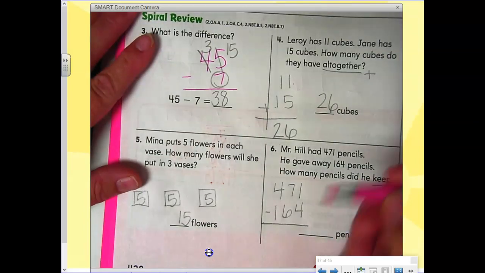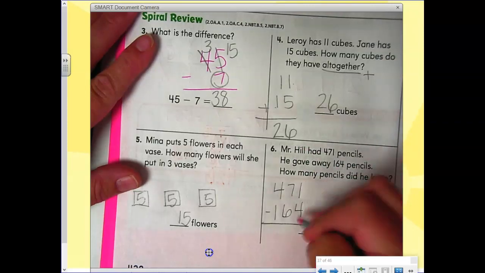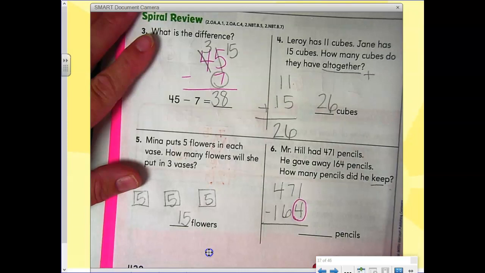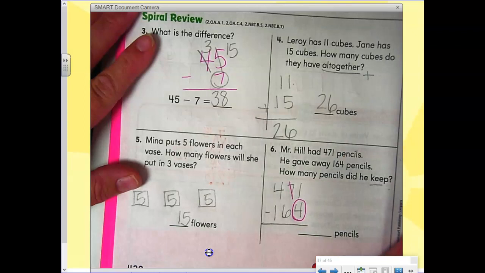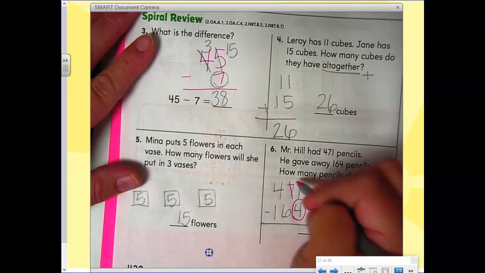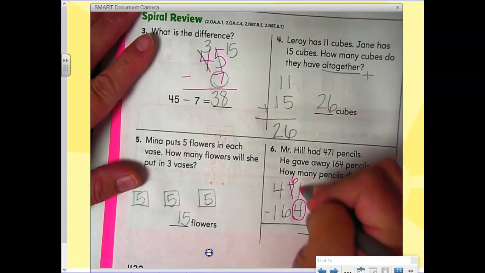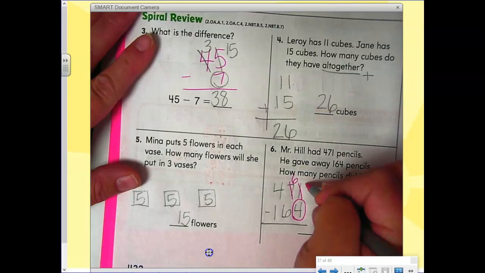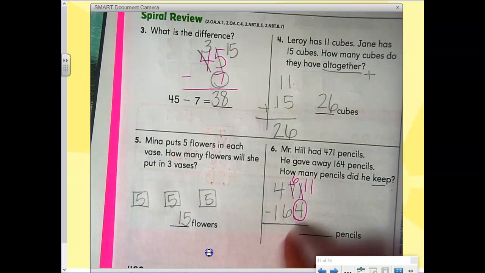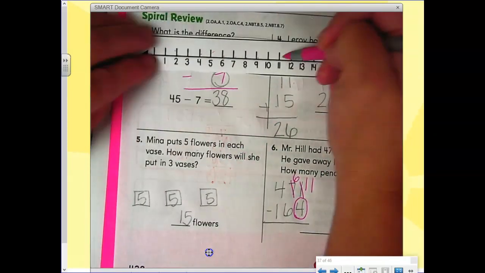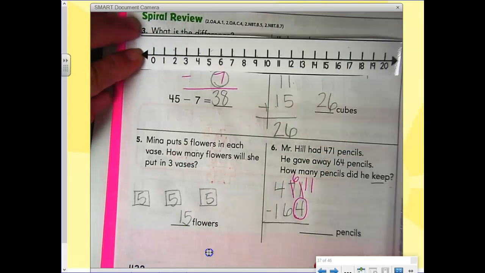Start on the right. 1 minus 4. Can't do it because our big number is on the bottom. So we go next door and grab 10 more. So we change our 7 to a 6 because 7 minus 1 is 6. We take a group of 10 and we add it back. 10 plus 1 is 11. Now we can subtract 11 minus 4. So 11, count back 4. 1, 2, 3, 4 is 7.